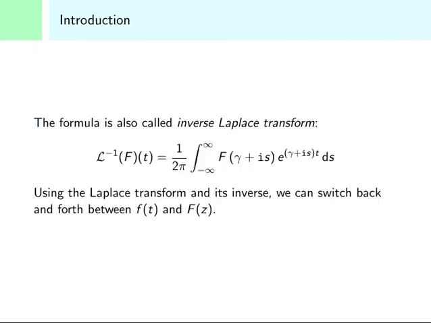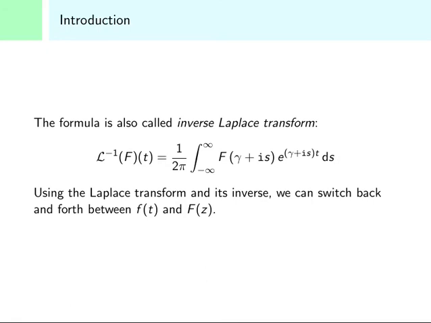Now that formula is also called the inverse Laplace transform, and we write Laplace inverse of capital F at time t equals 1 over 2 pi times the integral from minus infinity to plus infinity of capital F of gamma plus is times the exponential of gamma plus is times t ds. Using the Laplace transform and its inverse, we can switch back and forth between the original time signal f of t and its Laplace transformation F of z.